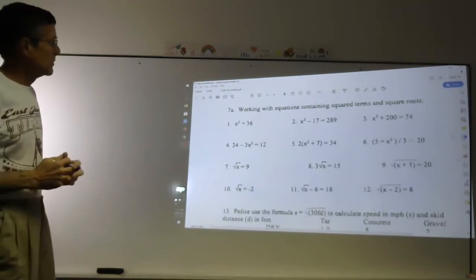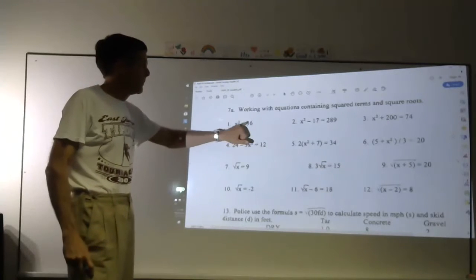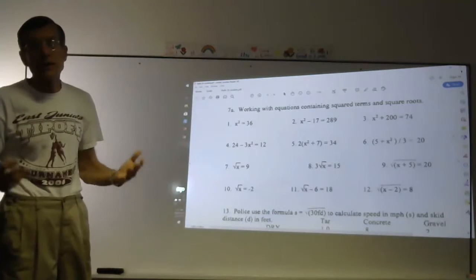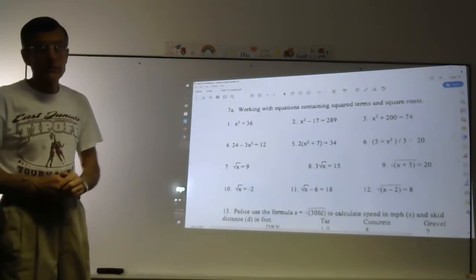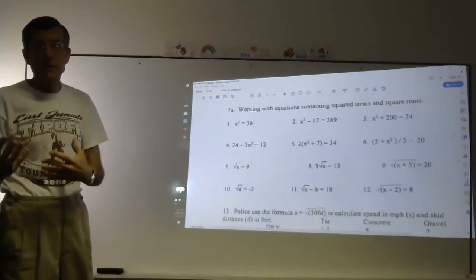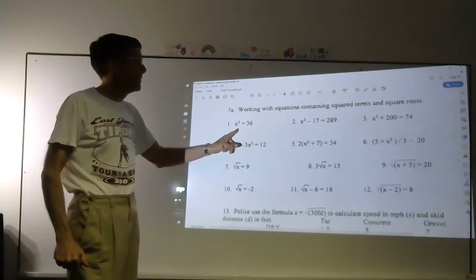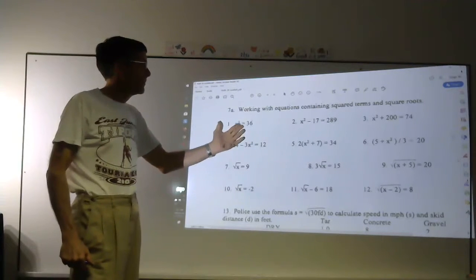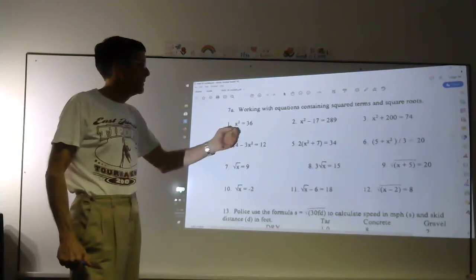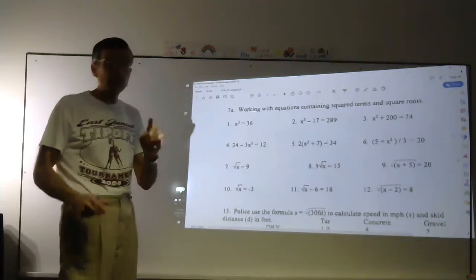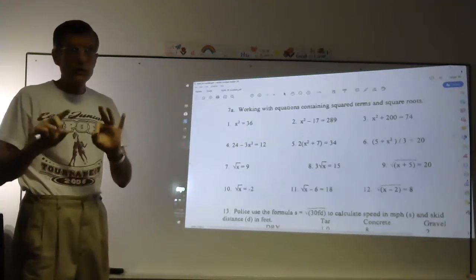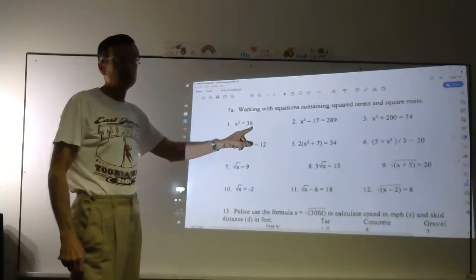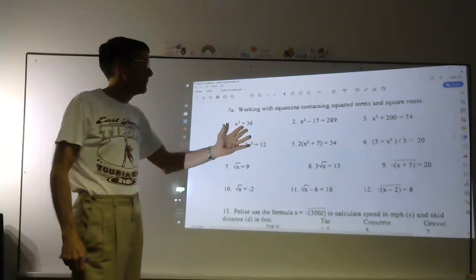All right, so in problem number one, we have some number times itself is 36. Well, everybody knows right away the answer has got to be 6. But it could be -6 also, because -6 times -6 is also 36. So when you have a squared term equal to something, you want the square roots, plural. We want the positive square root and the negative square root, so it would be 6 or -6.